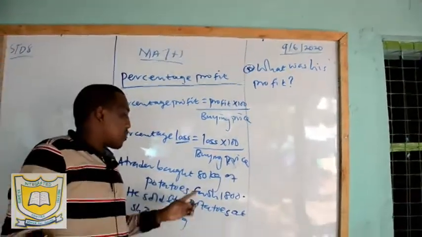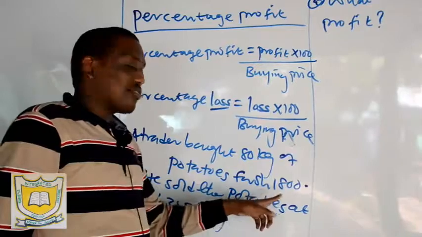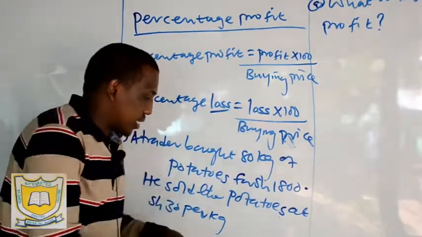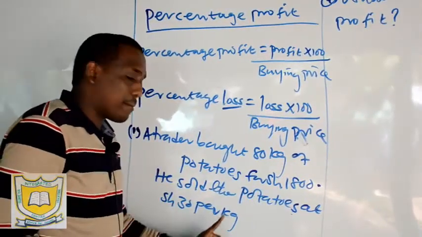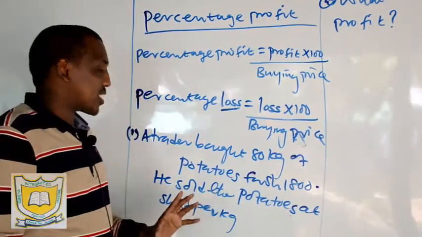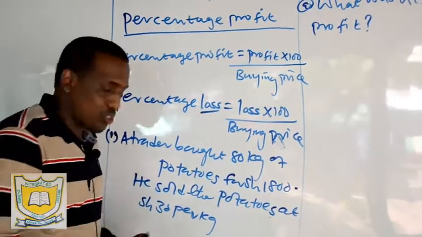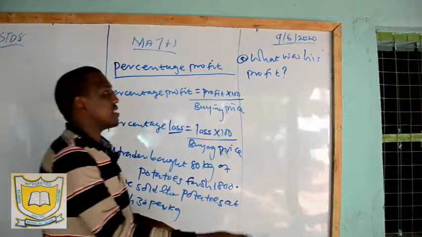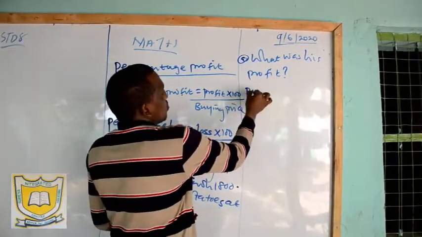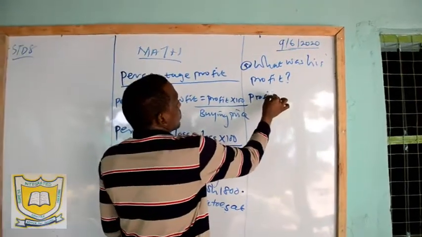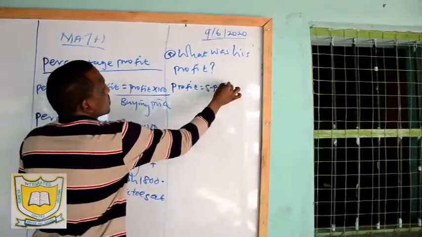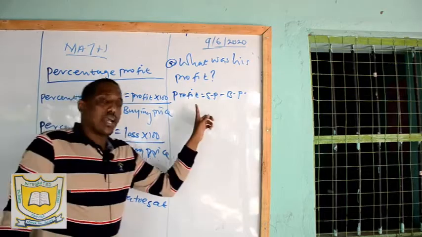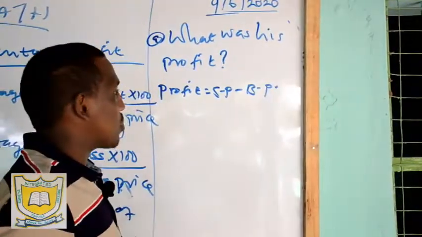You are told a trader bought 80 kgs of potatoes for shillings 1,800. He later sold the potatoes at shillings 30 per kg. Then the question is asking, what was his profit? So remember, how do you get profit? We said yesterday, profit is equal to selling price minus the buying price. That's how we get the profit.